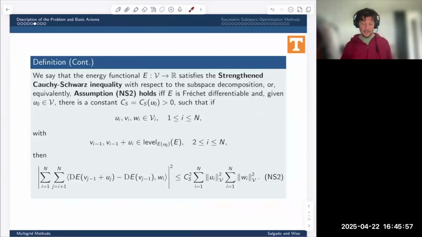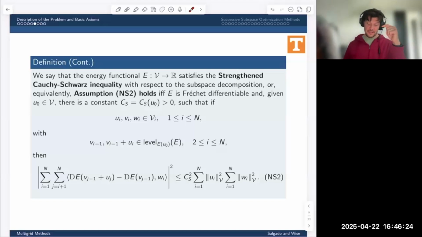Now, we say that the energy functional E satisfies the strengthened Cauchy-Schwarz inequality. This one's a weird one, but it's related to the strengthened Cauchy-Schwarz inequality that we had in chapter 9. So E satisfies a strengthened Cauchy-Schwarz inequality with respect to the subspace decomposition. So there's some connection here between the energy and the subspace decomposition. They're not divorced from each other.